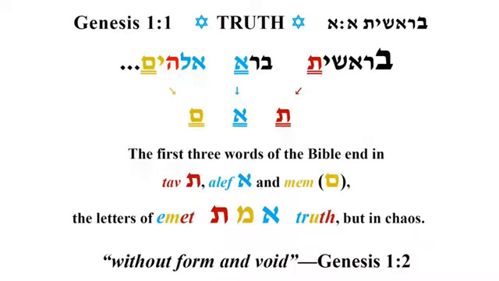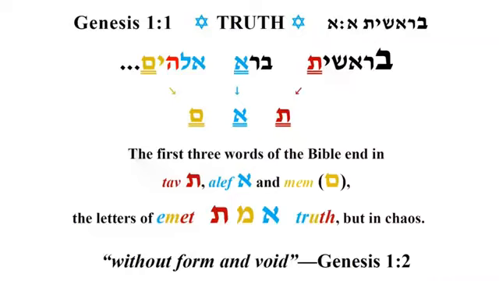The first three words of the Bible: Bereshit, Bara, Elohim. Look at the last letters of each of those words. This is "in the beginning, created God, the heavens and the earth." The first word ends in a tav. The second word, bara, ends in a blue aleph. And the third word, Elohim, ends in a yellow mem.